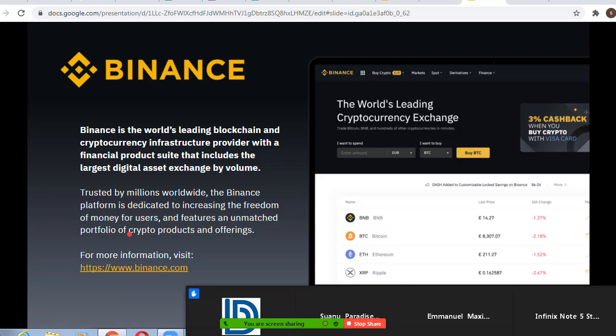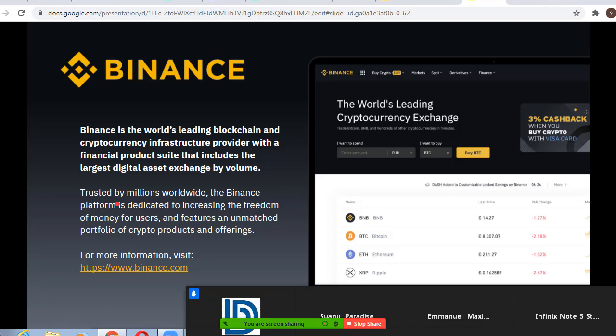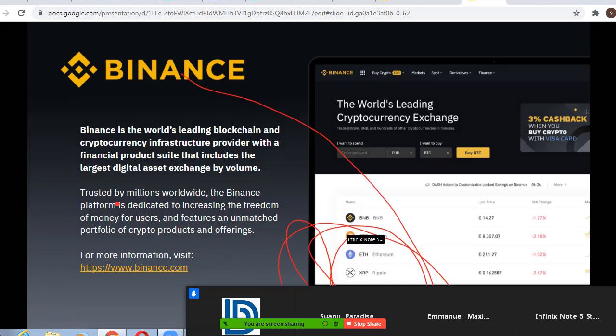Now, one thing that is very good with Binance is that it has two methods of storing its funds. There is what we call the hot storage and the cold storage. A small portion of their funds is stored in the hot storage, that is online, and the majority of their funds is stored offline, that is the cold storage.